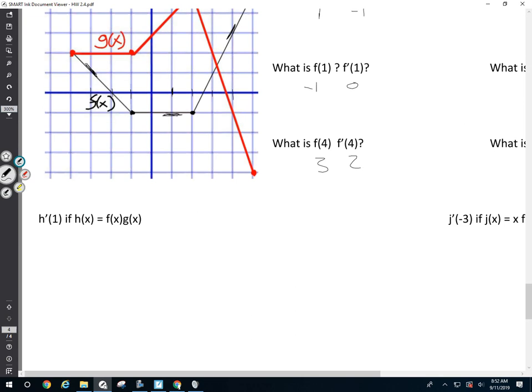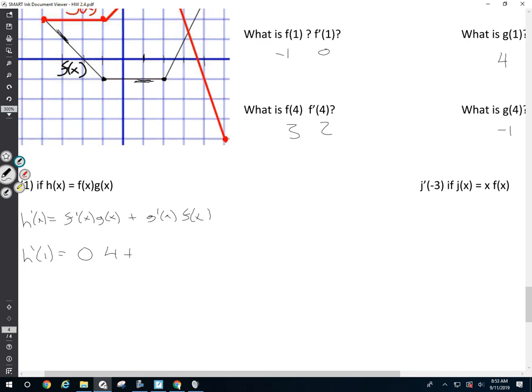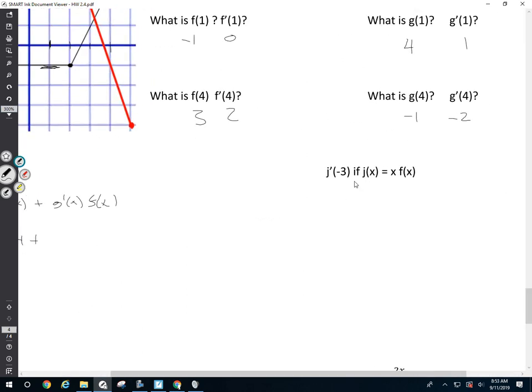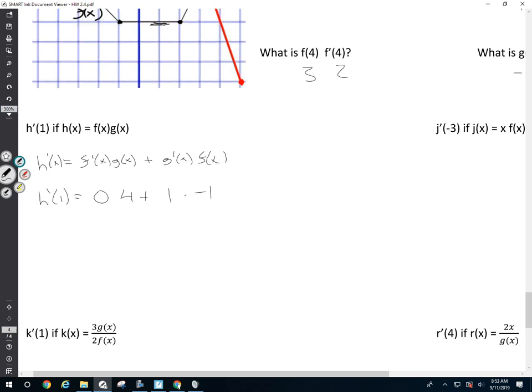Since we have all that information, as long as we know how to find this, because I'm not going to tell you these things in the future, we can answer all these questions. Like, h prime of 1. So I got f prime g, a product, use the product rule, plus g prime f at 1. f prime of 1 is 0, g of 1 is 4, g prime of 1 is 1, f of 1 is negative 1. So there's my answer. 0 times 4, plus 1 times negative 1, negative 1.